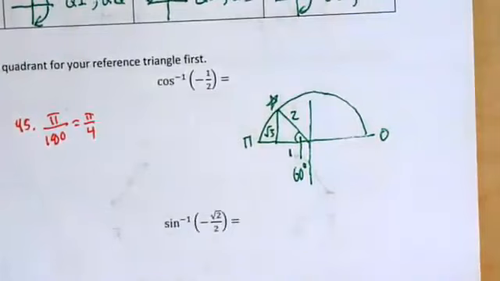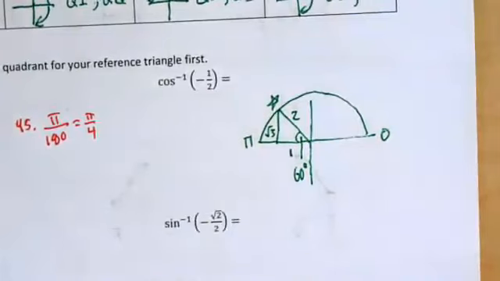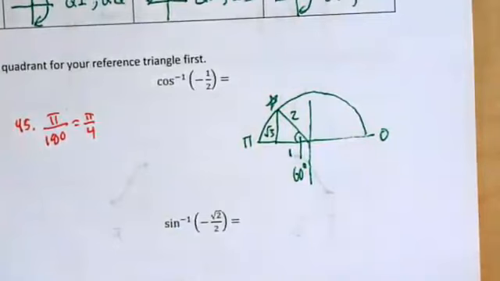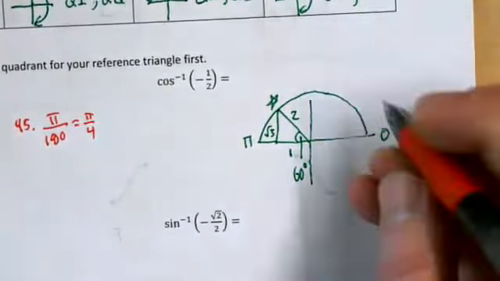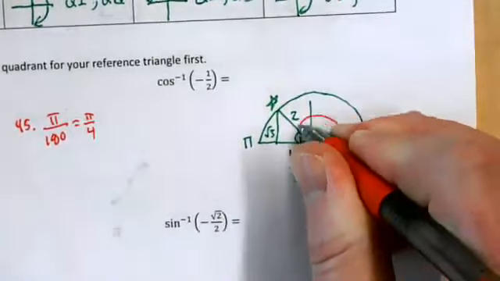All right. 60 is not our answer though. And pi over 3 is also not our answer. We need to give the angle that would get us from the positive.